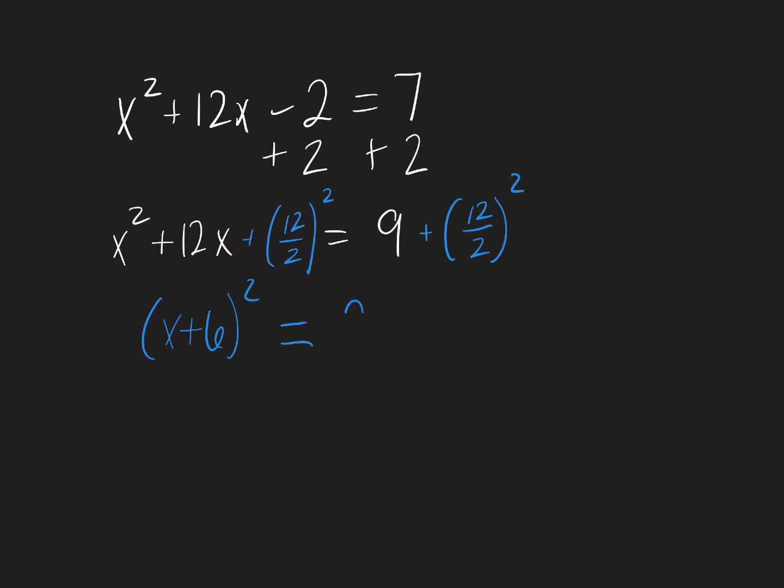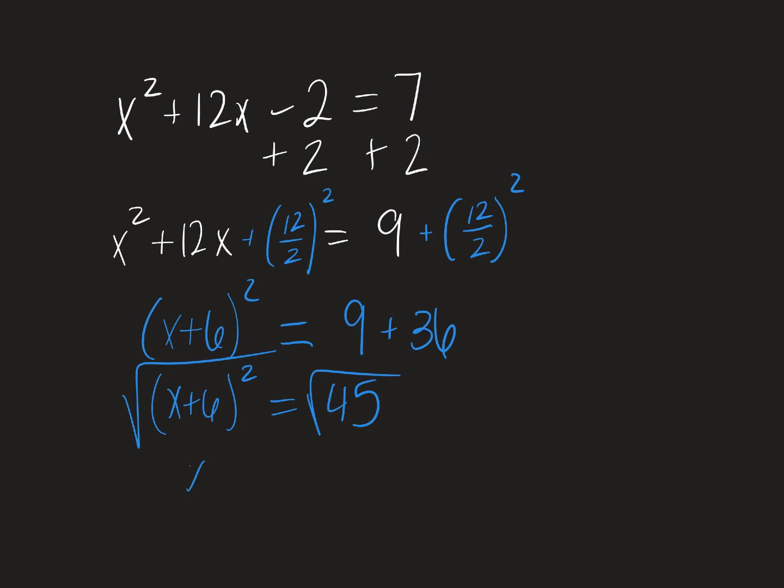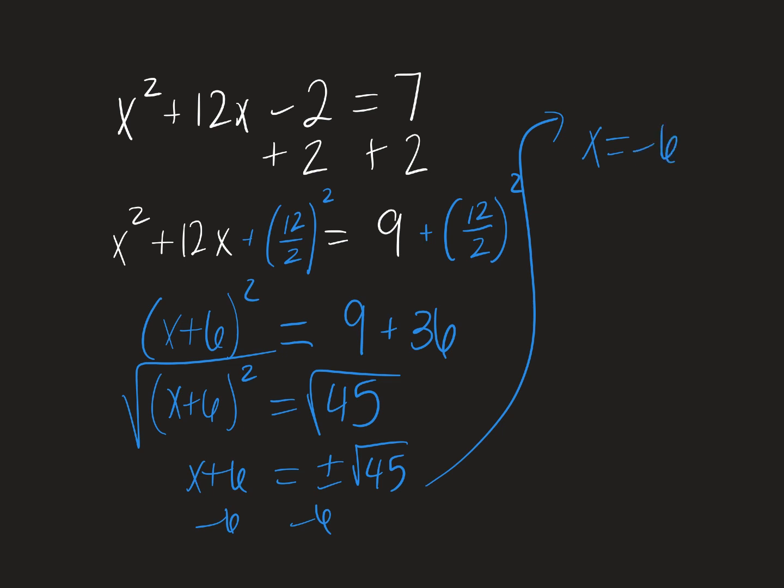So talking about on that side it's 9 plus 36. On this side, it's 9 plus 36. So on the right, you have to square it and work it out. Okay? So 9 plus 36 is 45. Then you square root. X plus 6 equals plus or minus the square root of 45. Move the 6 over. So then you get x equals negative 6 plus or minus the square root of 45.